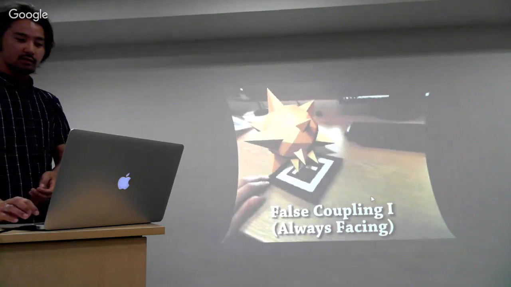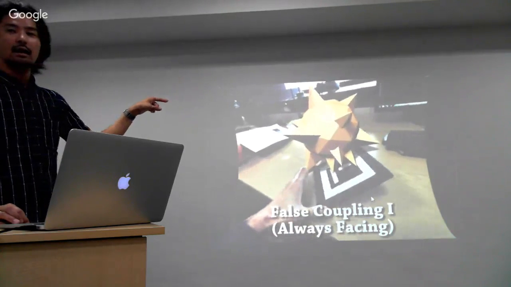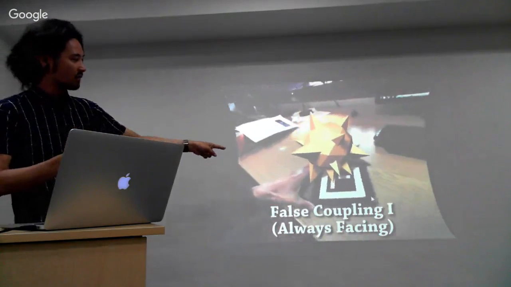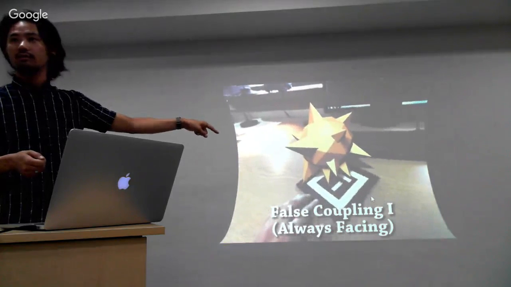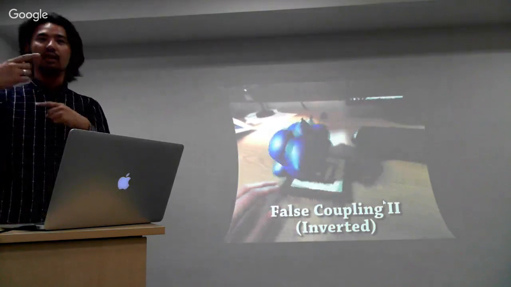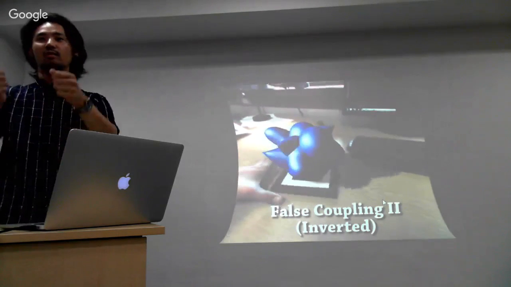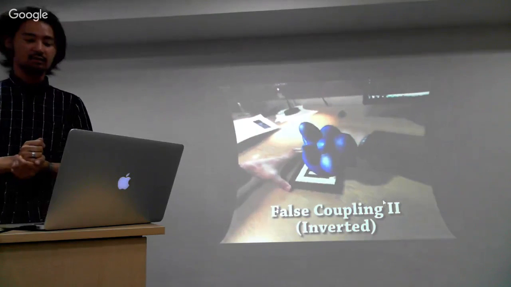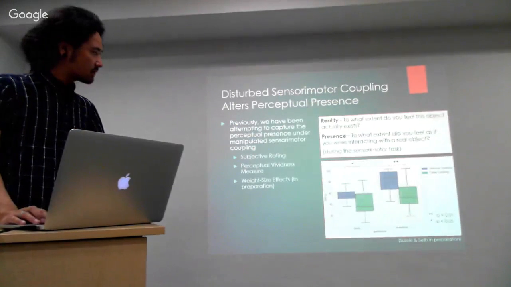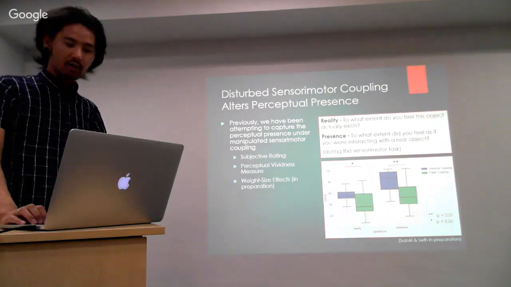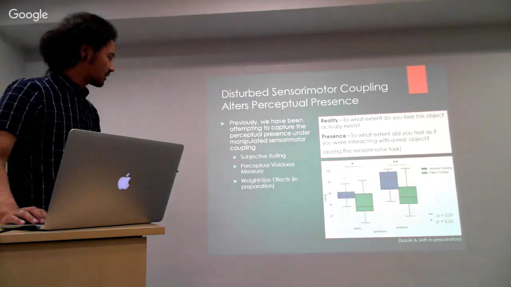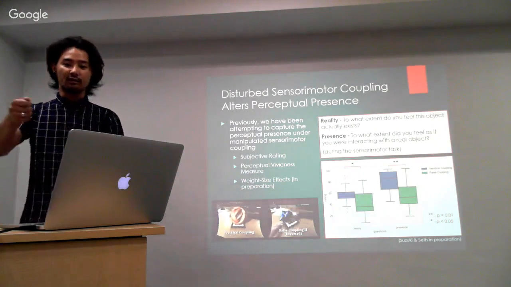And of course, this is the normal one, but like this one, I just stopped the coupling. So wherever you move the board, the object located on the board never rotates, like the moon. Another version is just inverting the axis. So when you move like this, the object moves in the completely opposite direction. And using this setup, we actually try to capture the feeling of presence or perceptual presence with this object. And for the moment, we just compare the normal coupling and the inverted one.